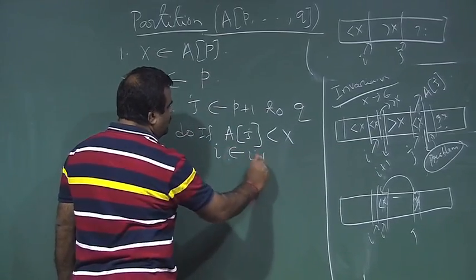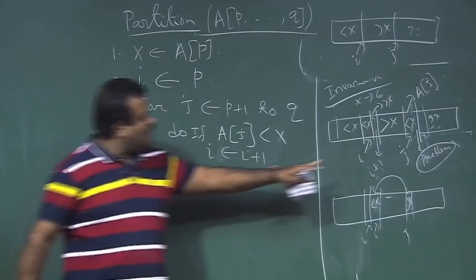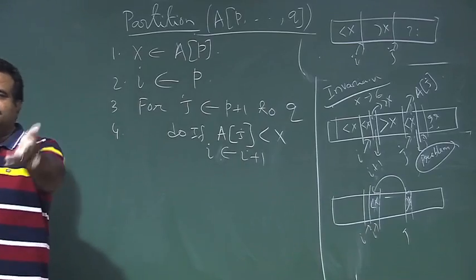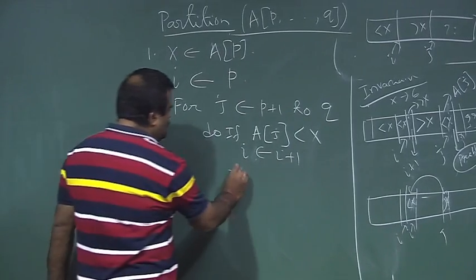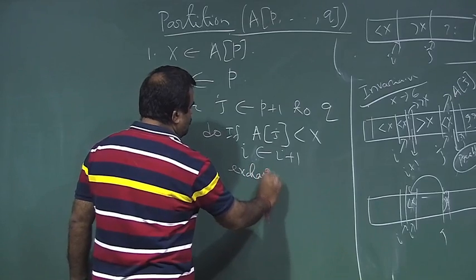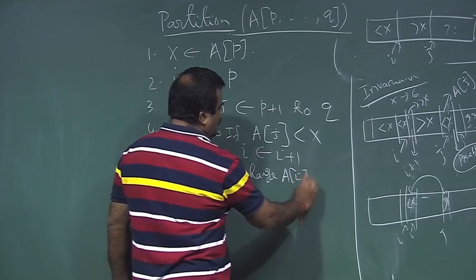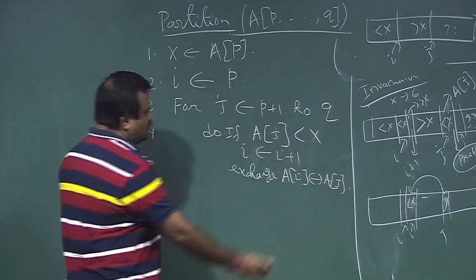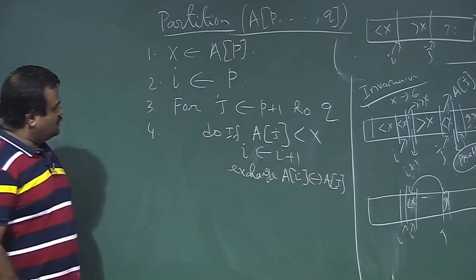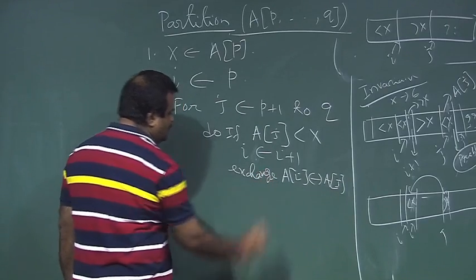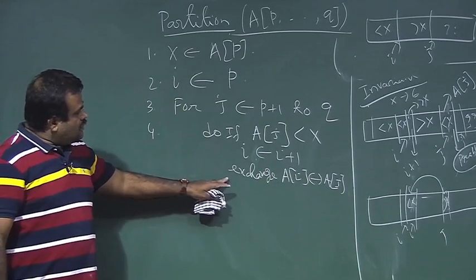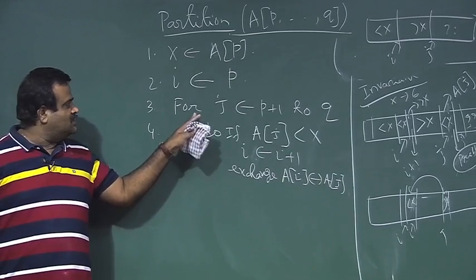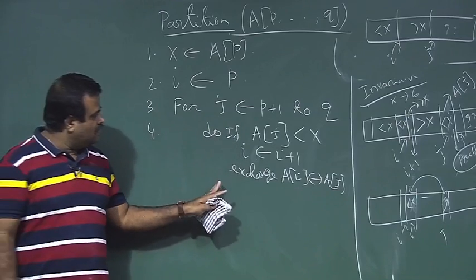So, we increase i by 1. Now, a_i is some element which is greater than x. Now, we exchange a_i with a_j. That is it. Okay, exchange. So, if we exchange a_i with a_j, then peacefully we can increase j, that will be taken care of by this for loop.